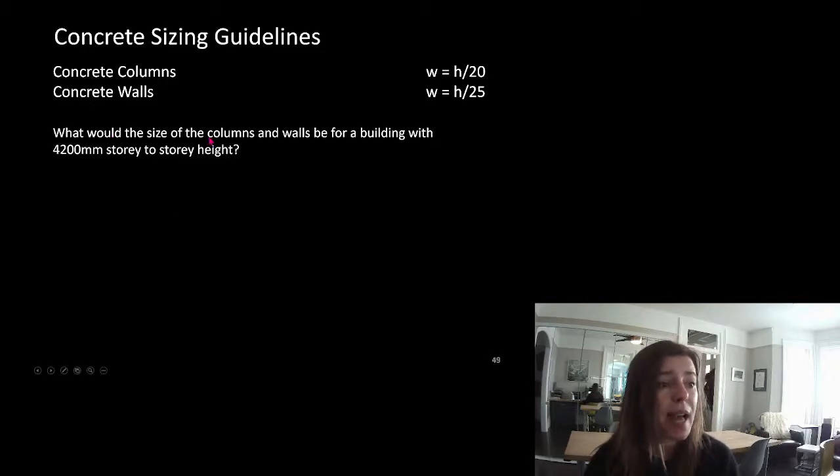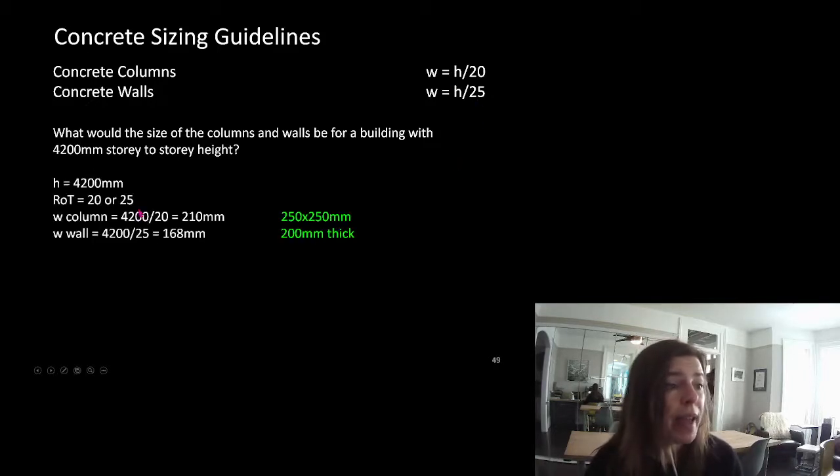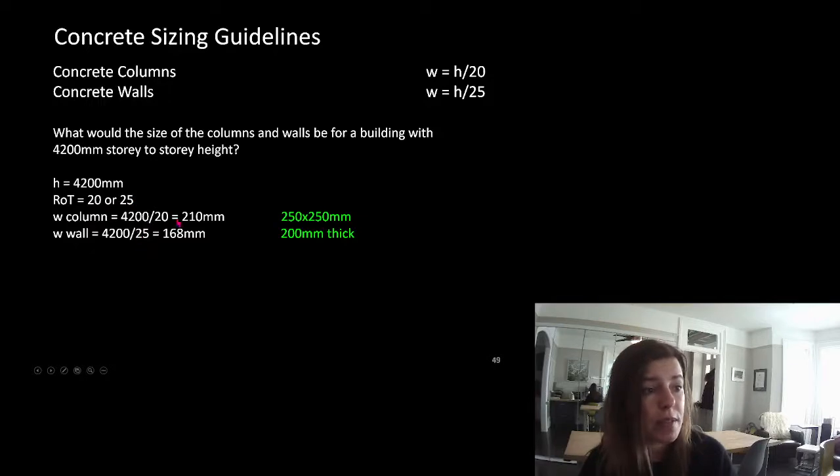Okay, what would the size of the columns and walls be for a building with a 4.2 meter story to story height? So it's the same story to story height, and we have walls and columns scattered throughout this project. We can very quickly figure out what they'll all be. Okay, the height is 4.2 meters. The sizing guideline is 20 for columns and 25 for walls.